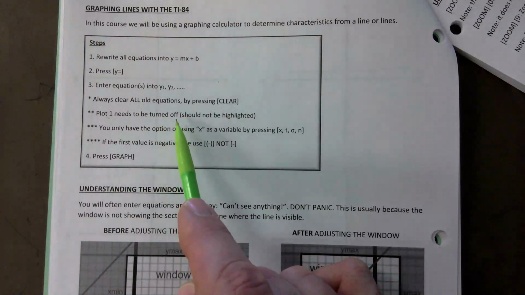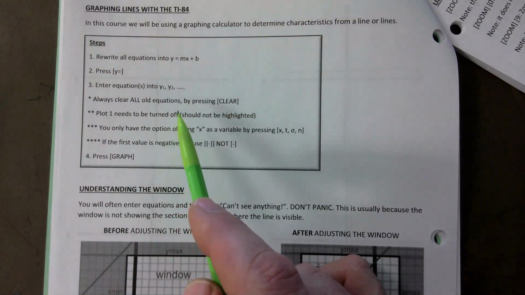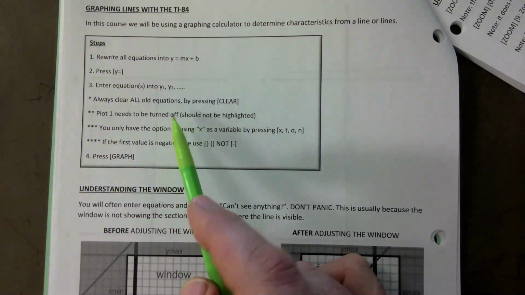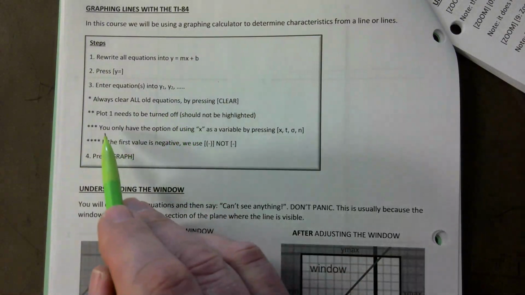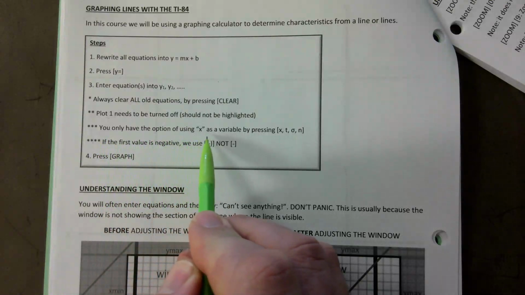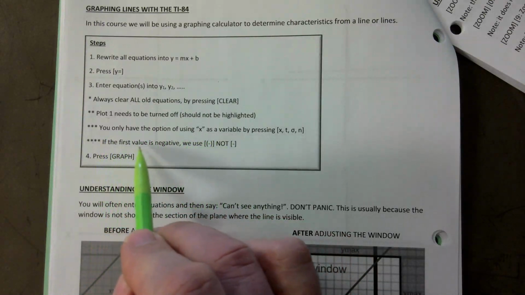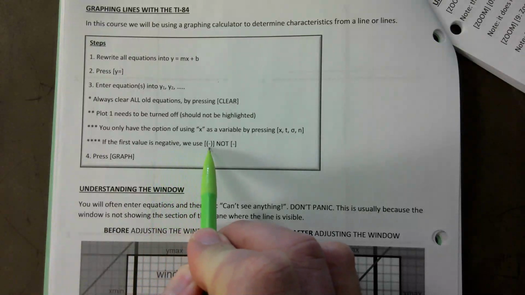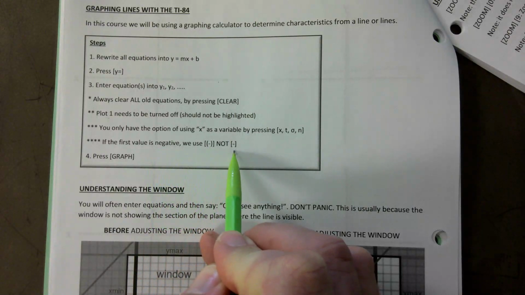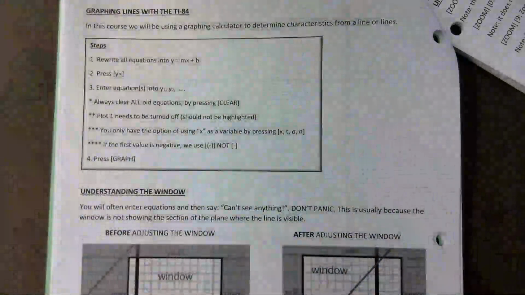Because we're not using L1 and L2. We're not using points that we're given. It's not going to be the case in this unit. You only have the option of using x as your variable. If the first value is negative, we use the negative button, not minus. Okay? I think you all know that already.